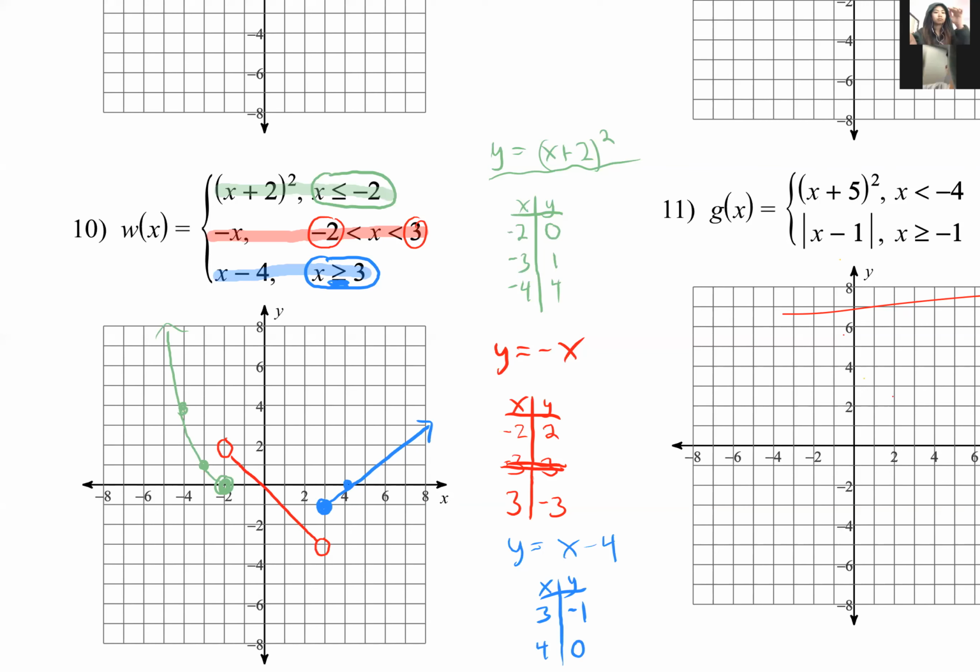Okay, so the domain for number 10 is going to be all real numbers. How do you know? If you look right here, doesn't this include every single number? x can be any number, right? If it's less than or equal to -2, between -2 and 3, greater than or equal to 3, that includes all values of x.